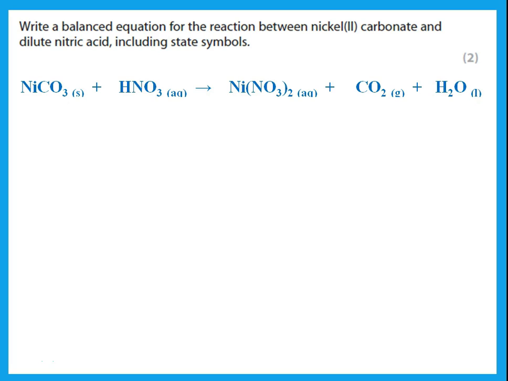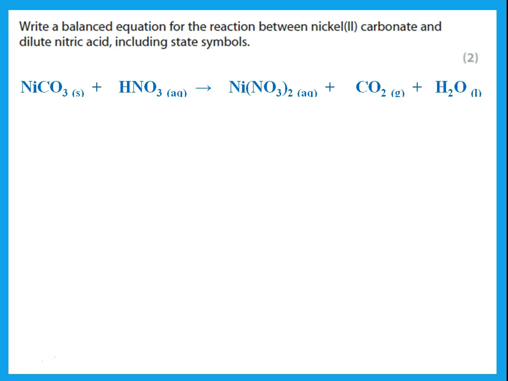So, nickel carbonate plus nitric acid. It will give carbon dioxide and water. And I'm left with what? I'm left with nickel nitrate. Nickel has a valency of 2 and nitrate has a valency of 1. So nickel has a valency of 2, I need to put 2 under the nitrate. So this is the equation.